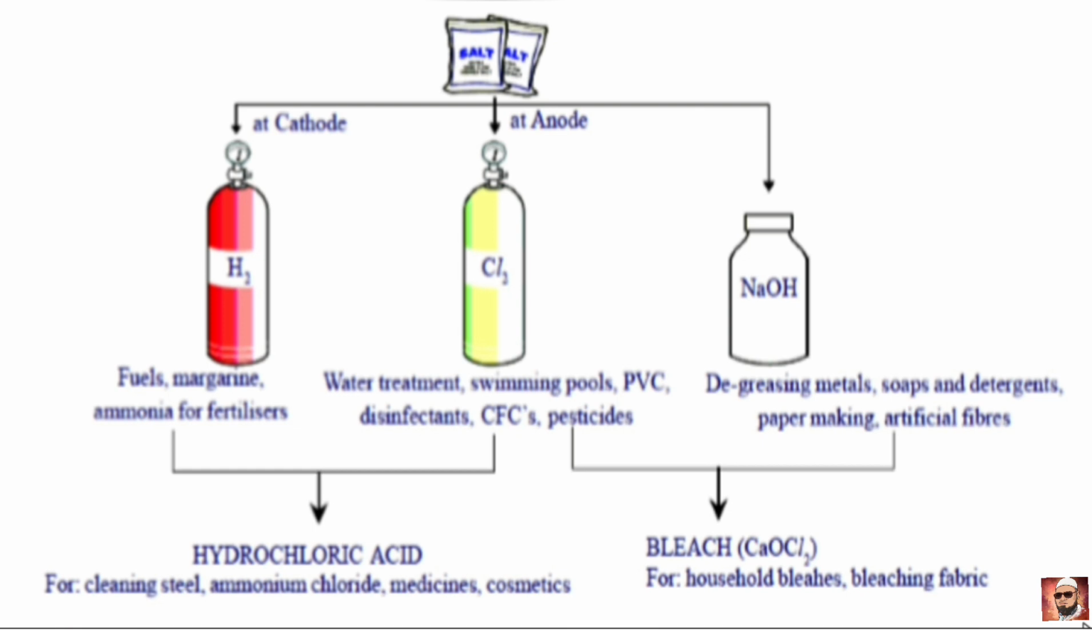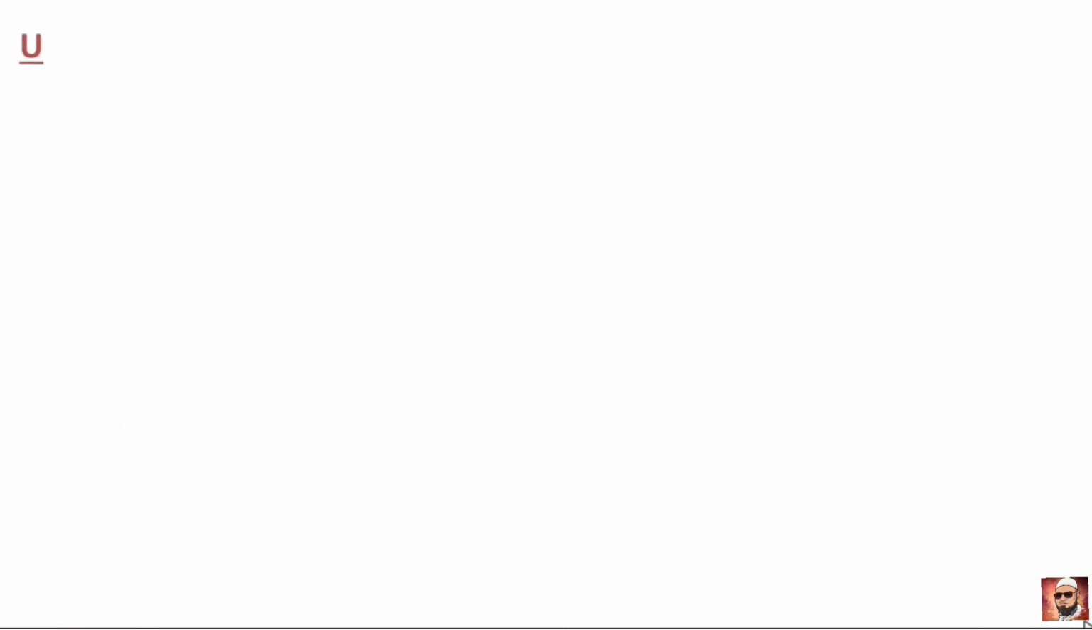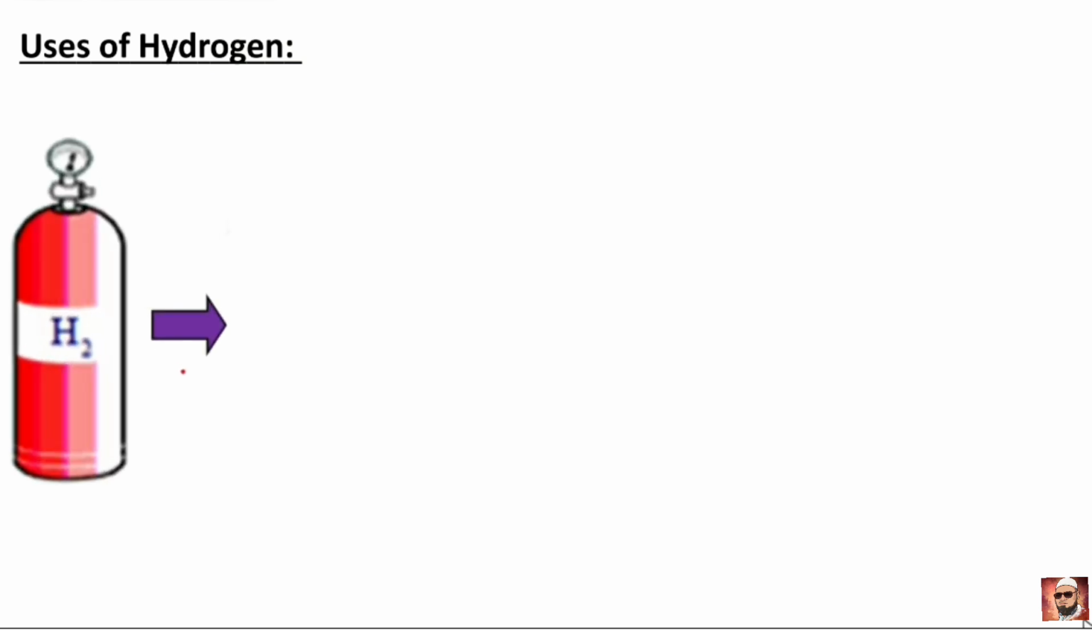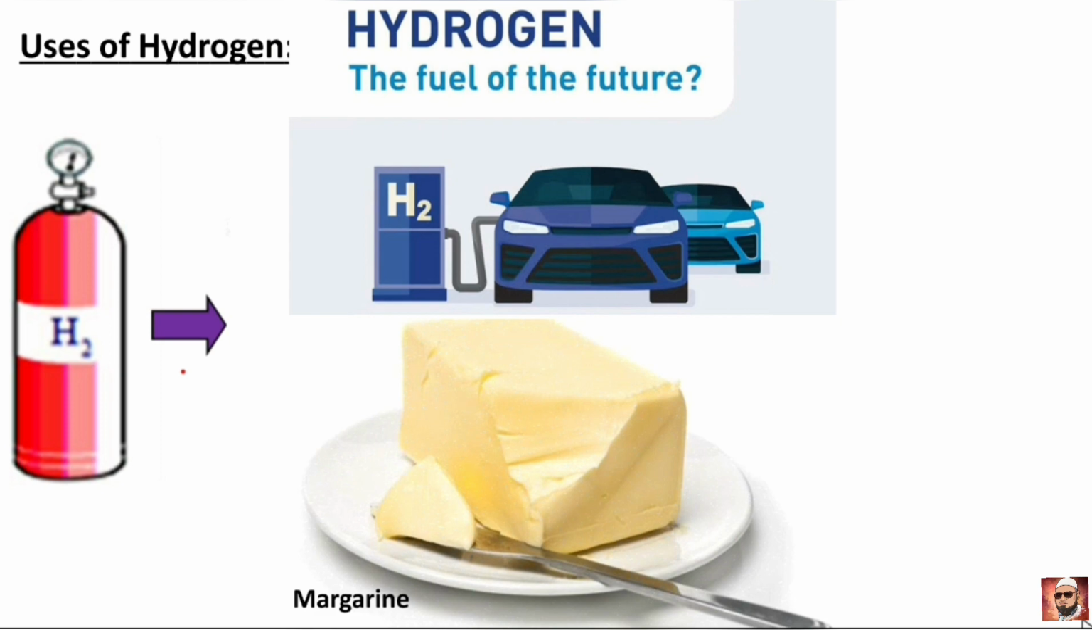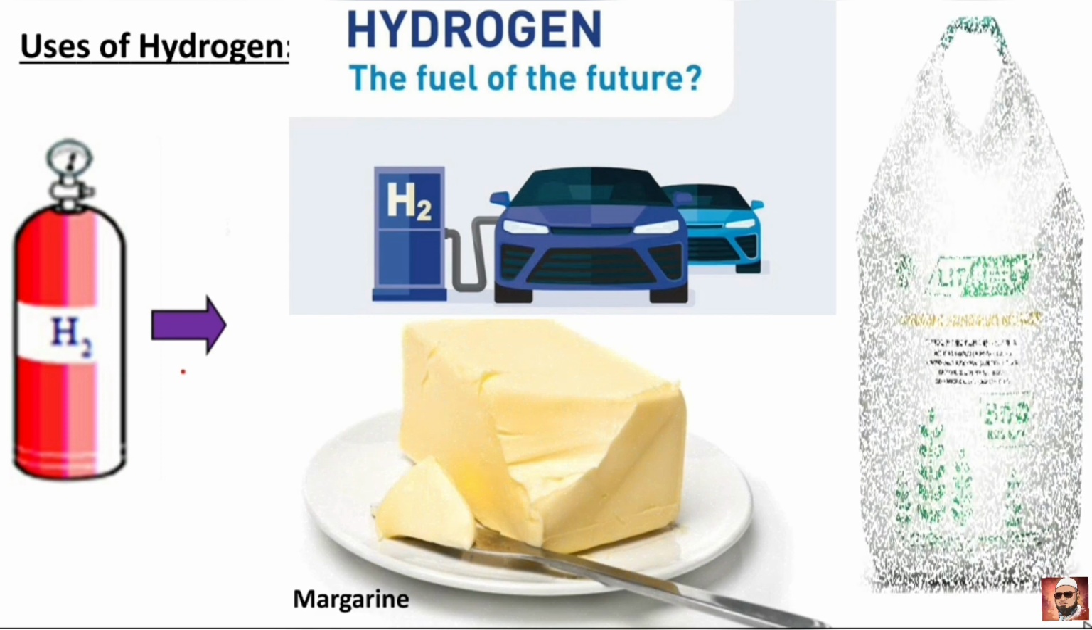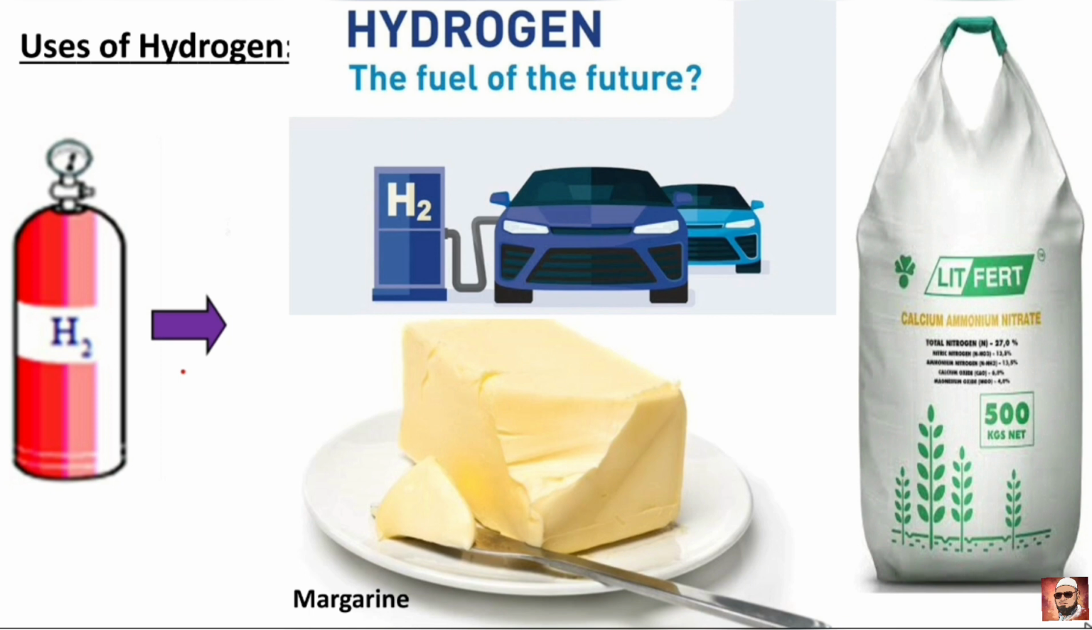This figure shows different uses of these products. Let's see one by one. Uses of hydrogen. It is used as fuels. It is used in margarine. It is also used in making ammonia for fertilizers.